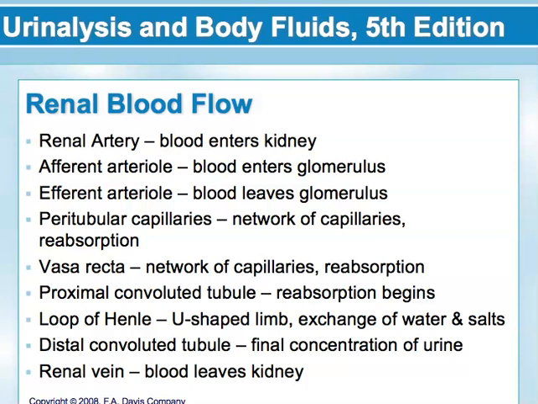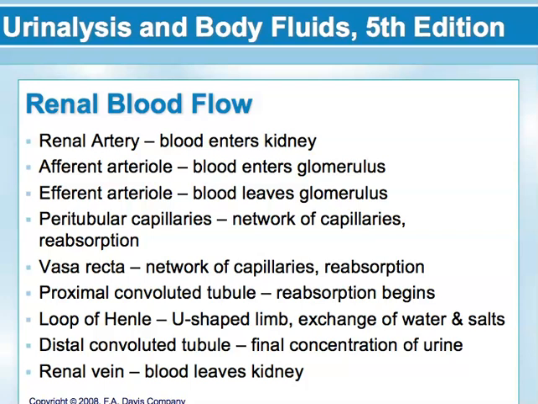It then moves on to the proximal convoluted tubule, which is the nearest tubule to the glomerulus, where reabsorption of essential substances begins. The loop of Henle is the U-shaped part of the renal tubule that consists of a thin descending limb that leads away from the proximal convoluted tubule and a thick ascending limb that leads to the distal convoluted tubule. This is where the major exchange of water and salts takes place. This exchange maintains the osmotic gradient in the medulla, which is necessary for renal concentration.